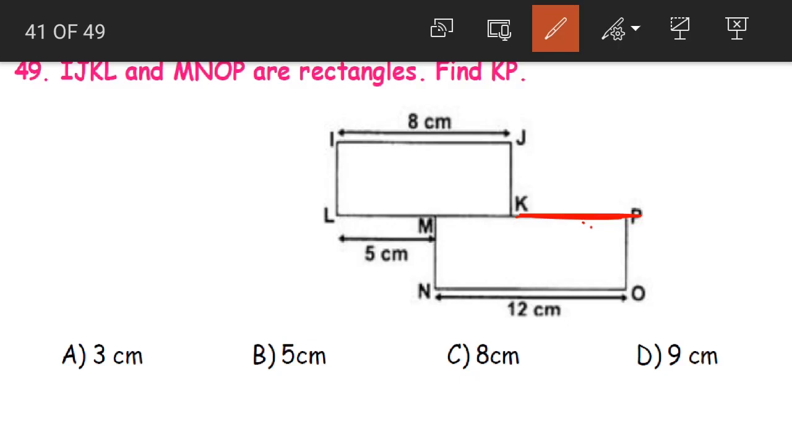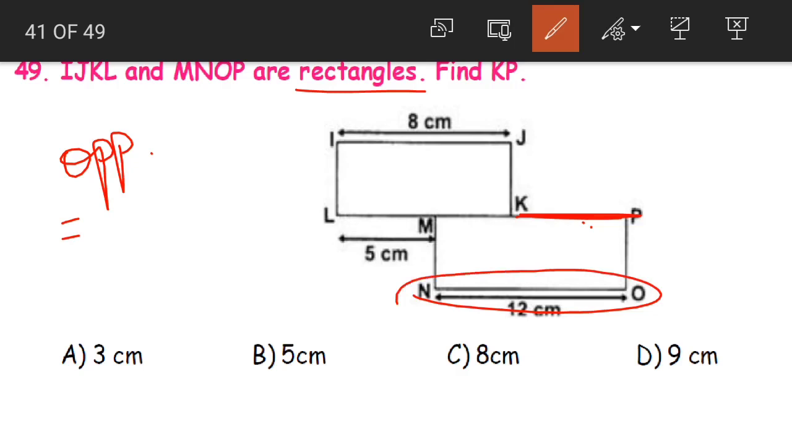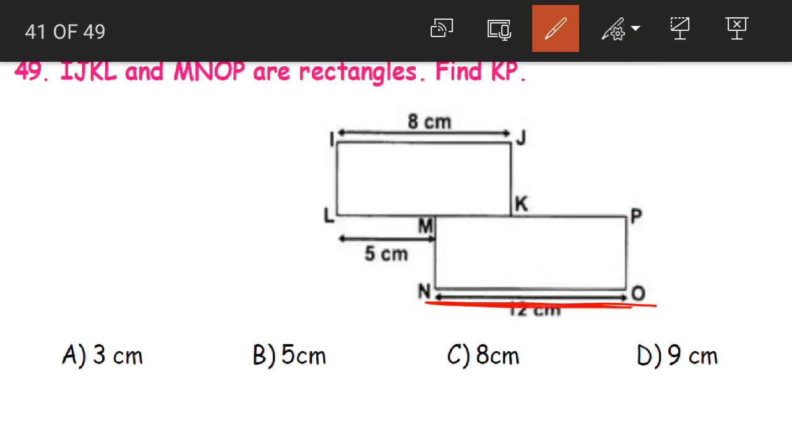To find out the length of KP, we should look at the opposite side. Why are we looking at the opposite side? Because both the given figures are rectangles, and we already know that for a rectangle, opposite sides are equal. So we'll look at the opposite sides. Here in the opposite direction, we have line segment NO whose length is equal to 12 centimeters. Now this is the entire NO, but KP is only this much.